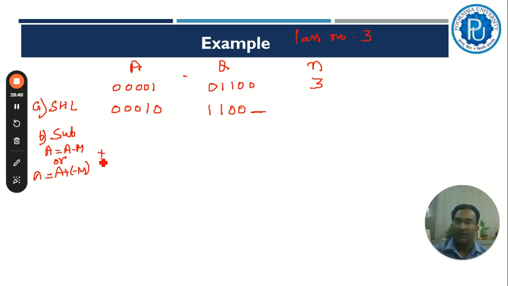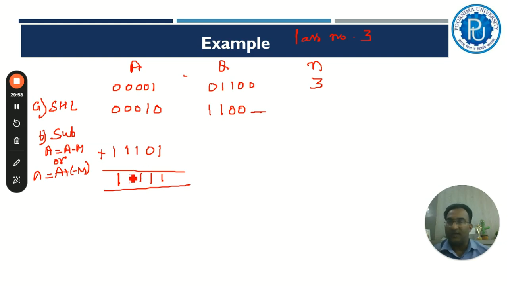So we are going to add minus M to the accumulator: 1, 1, 1, 0, 1. So this is the addition process: 1, 1, 1, 1, 1. Since after doing the subtraction the MSB of the accumulator is 1, the value of Q will be set to 0. MSB of accumulator is 1, so we will set it to 0.